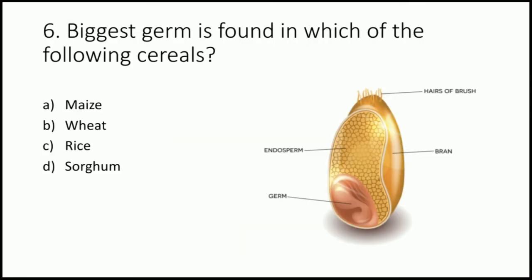Next question. Biggest germ is found in which of the following cereals? So the options are maize, wheat, rice, sorghum. So germ is a part of the cereal grains, and it is a reproductive part of the cereal grains that germinates to grow into a plant, and it is also known as the embryo of the seed. So every cereal grain has a portion which is known as germ. So the biggest germ portion is found in.